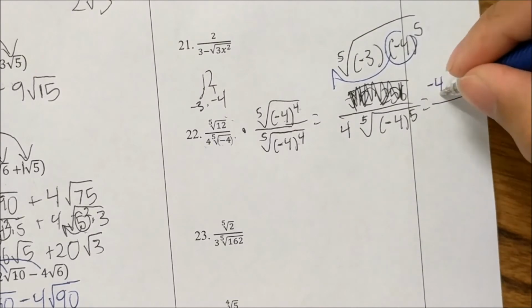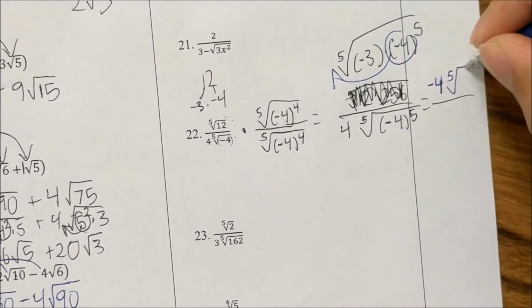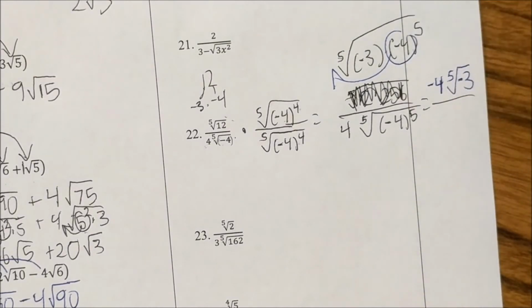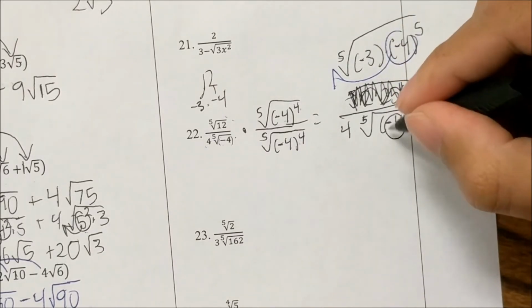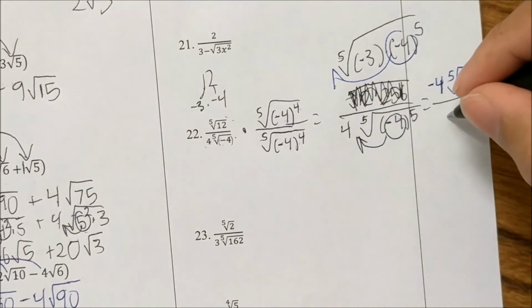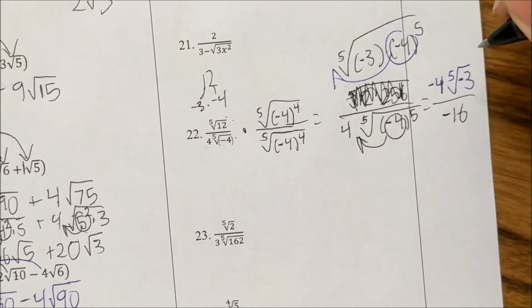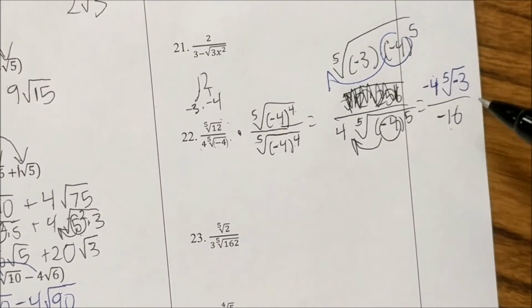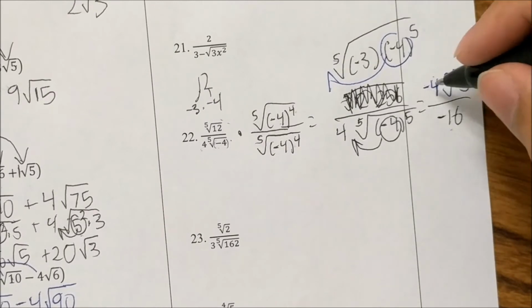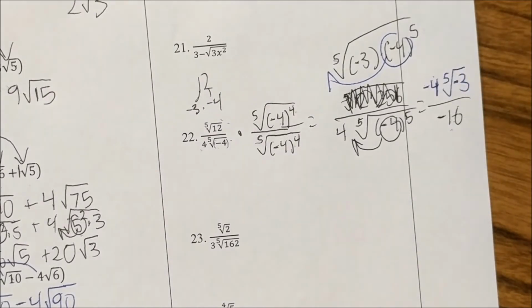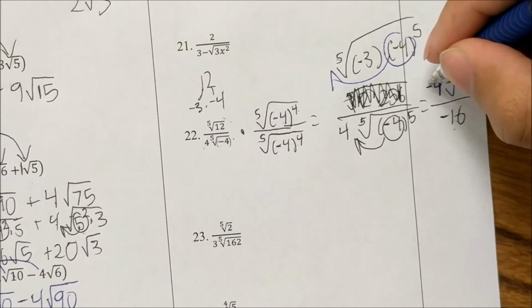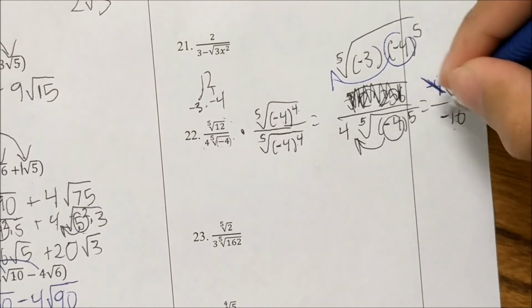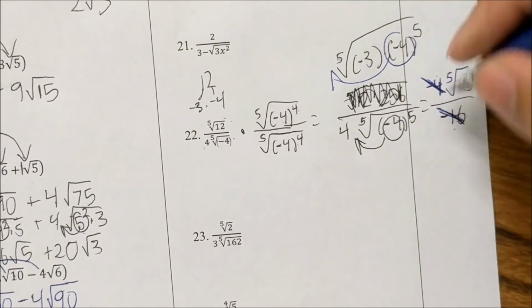Okay, so I take the negative 4 out, and I get fifth root of negative 3. And in the denominator, I also take this out. So 4 times negative 4 is negative 16. And then I can reduce my outside numbers. Negative 4 and negative 16 can both be divided by negative 4. So negative 4 divided by negative 4 is 1, and negative 16 divided by negative 4 is positive 4.